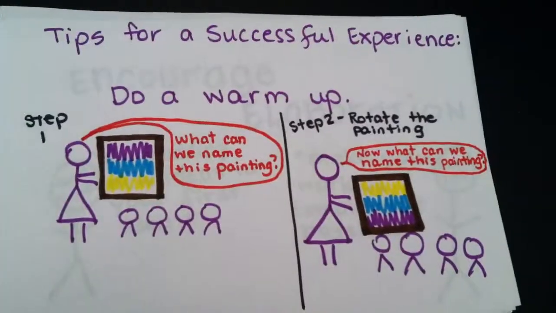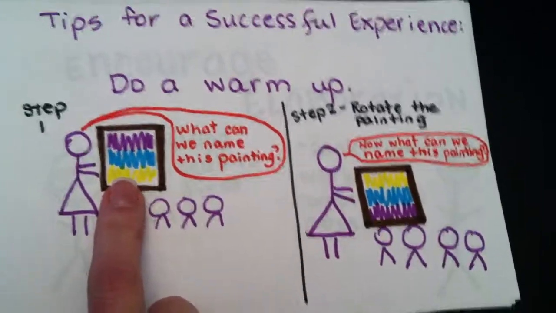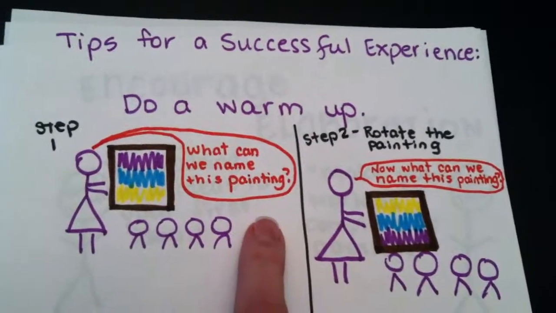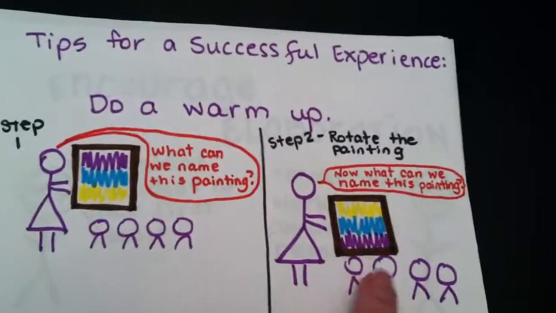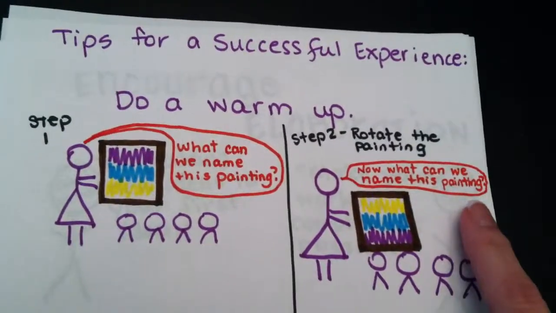Do a warm-up. For example, show students an abstract painting and ask them to give a name to the painting. Then rotate the painting and come up with a new name for the painting.